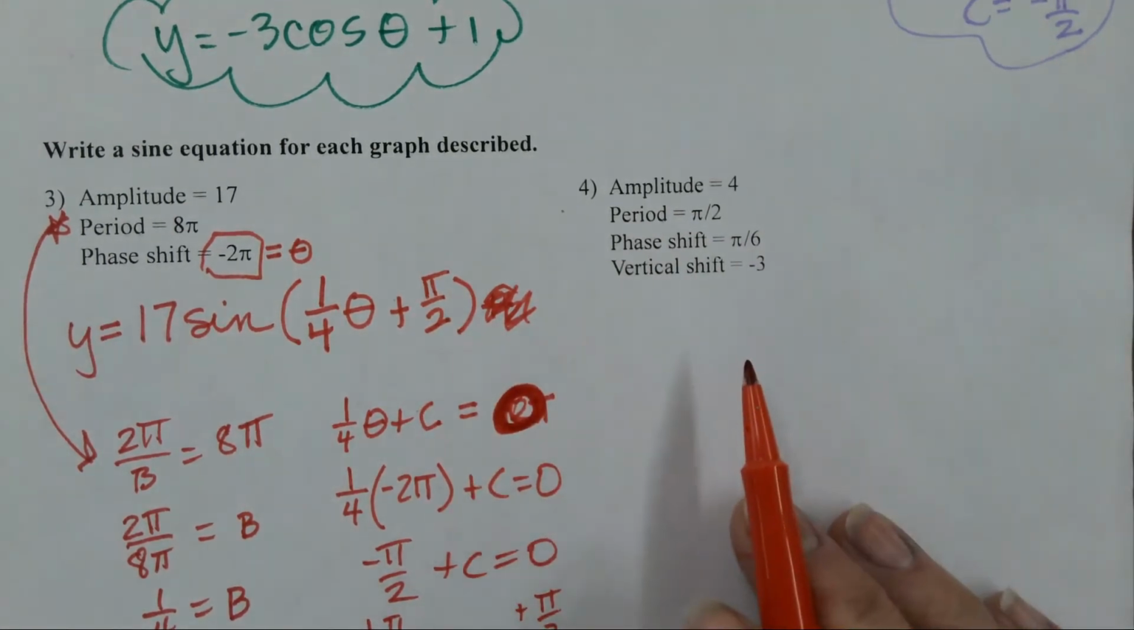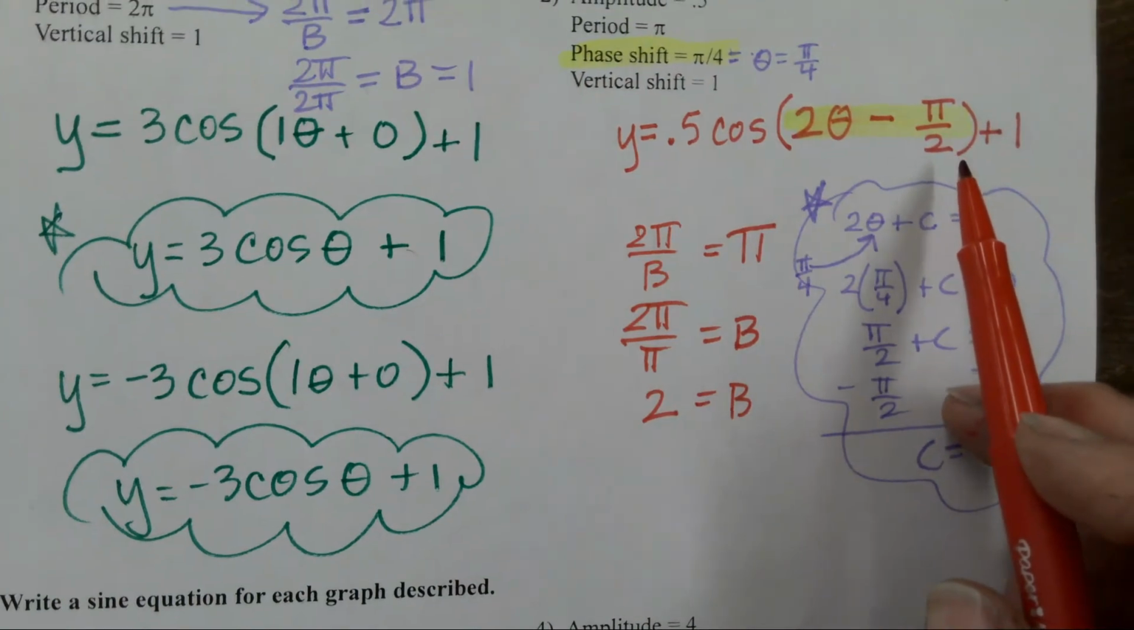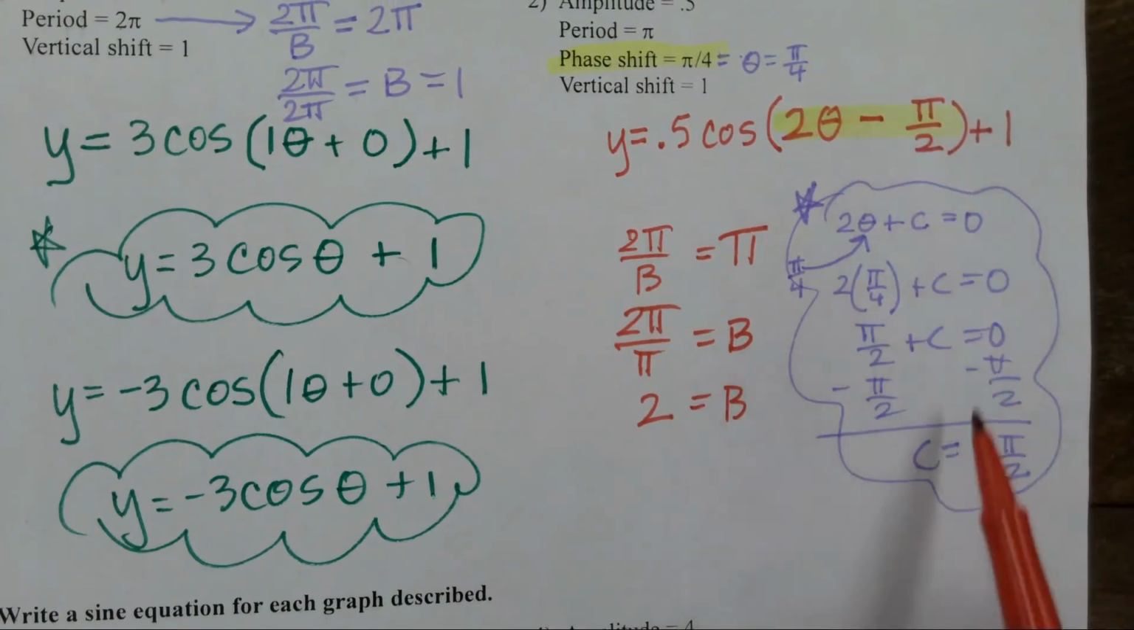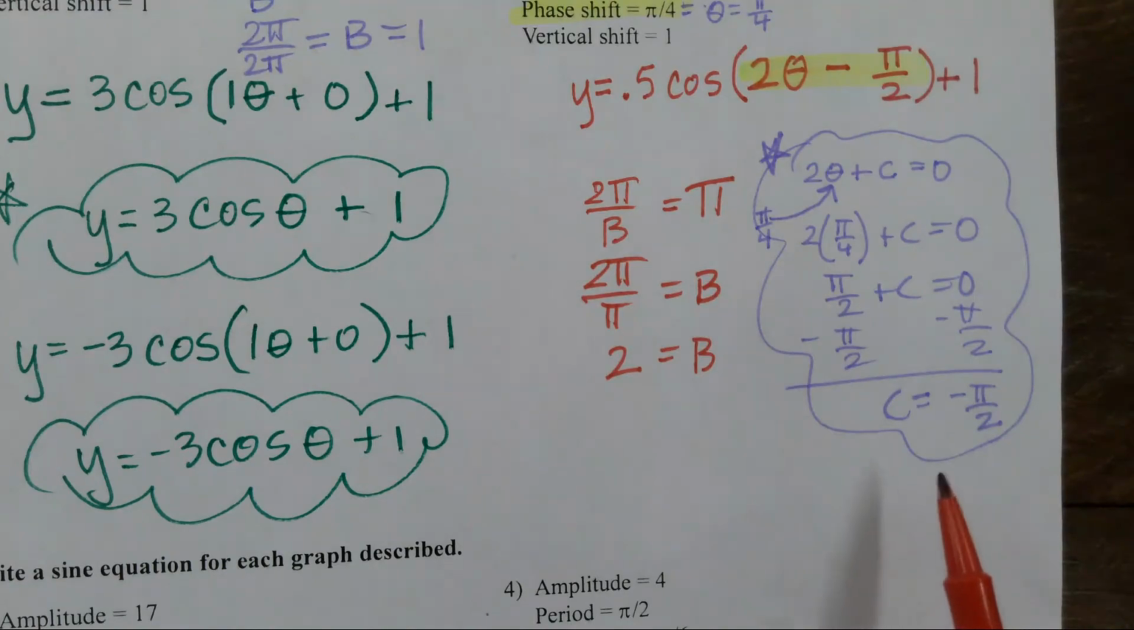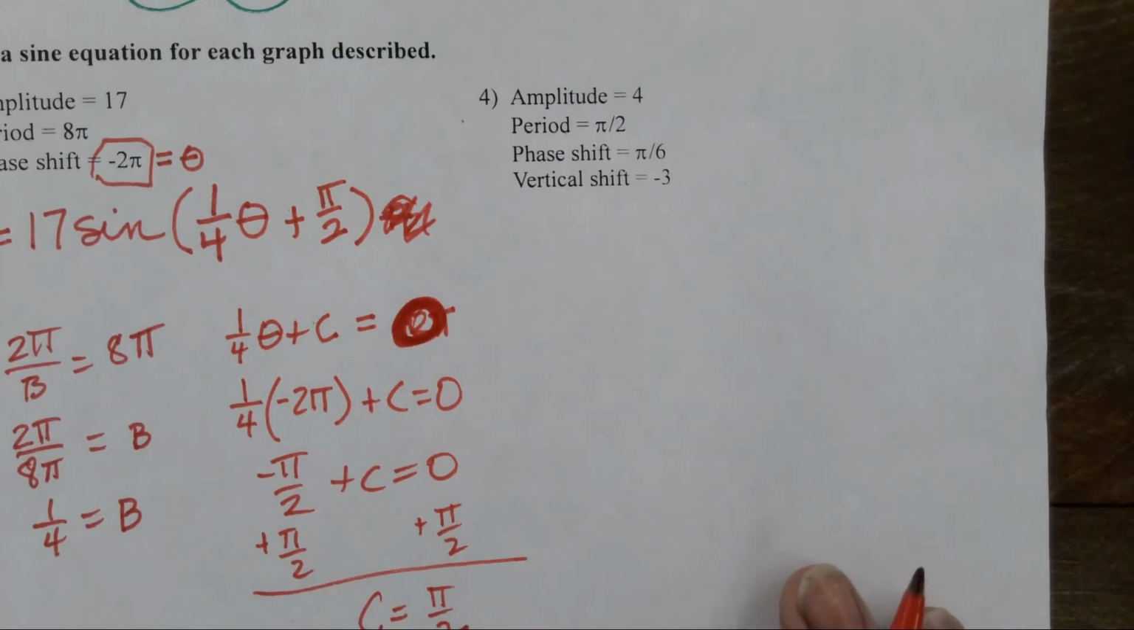Remember, in the last one, we actually ended up having the same angle in there. That doesn't matter, but remember it was minus because we came up with a negative c. In this case, it's plus because we came up with a positive c.